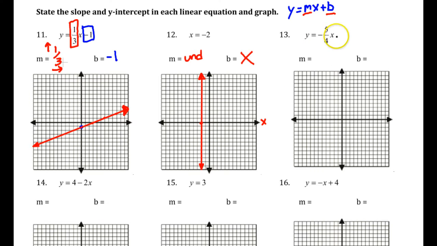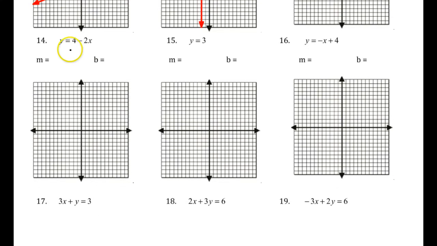Also remember, if there's a number missing, like here, there is no y-intercept. We've got a value in front of an x, but there's no b, so we know that's like +0. Start at the origin in the middle. And even if the order switched around like it is here, the slope is still the number in front of x. Now, what number is in front of x on number 14? Okay, be careful, it's not 2, it's -2.